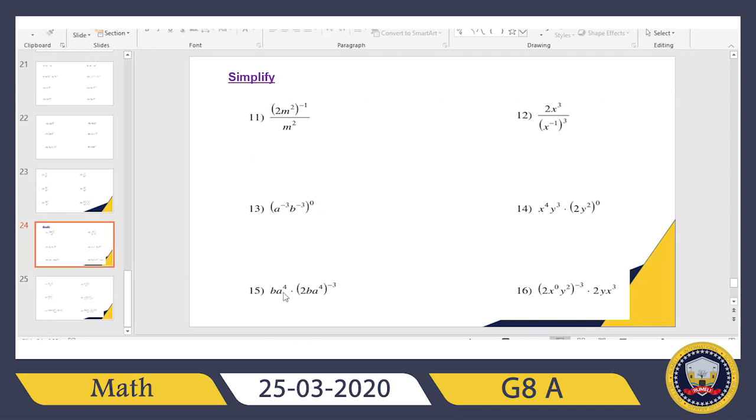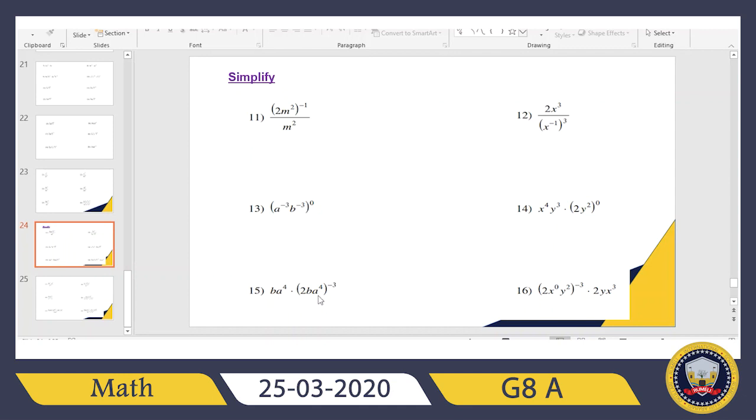So the answer should be b power negative 2, a power negative 8, and don't forget the 2 power negative 3. Again, 2 power negative 3, b power negative 2, a power negative 8.